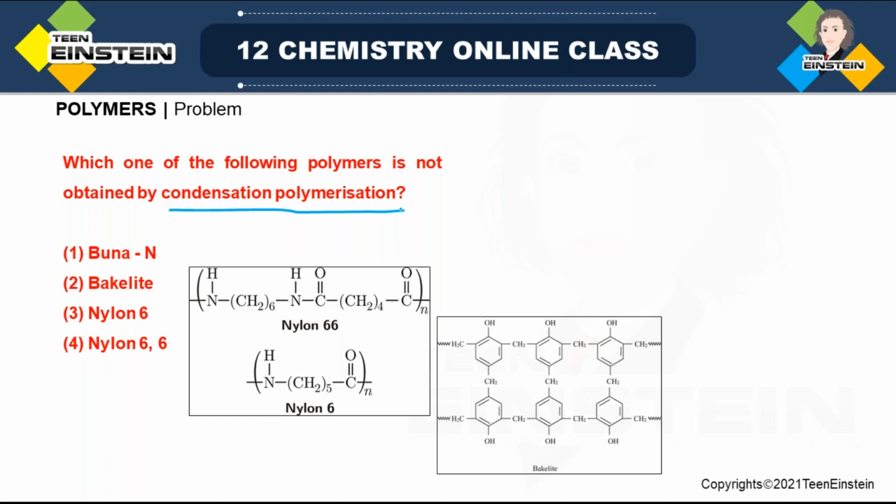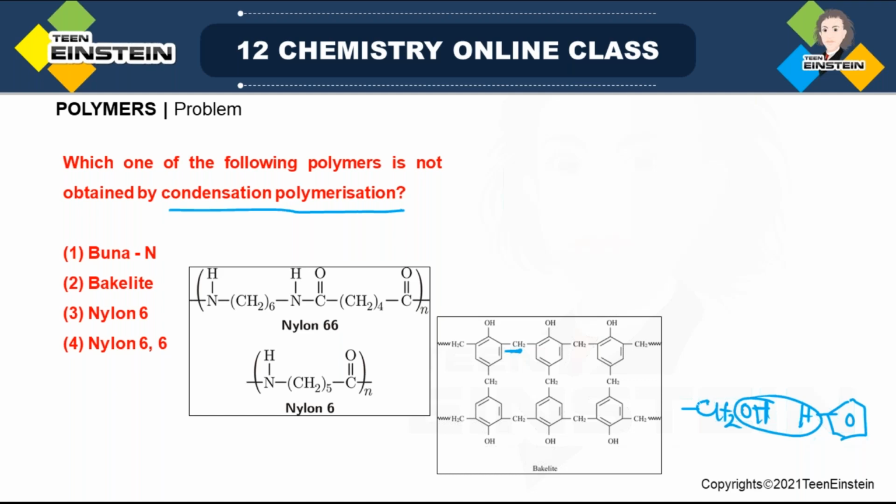So that is why this should be the correct option. But if you look at the structure of the other options, bakelite, nylon 6, nylon 6,6. Bakelite, in the last class we have seen its synthesis. We start from phenol and formaldehyde, and there are several steps. In this case, CH2OH is present first, on one phenol ring, and a hydrogen atom from the other phenol ring. There is removal of a water molecule.